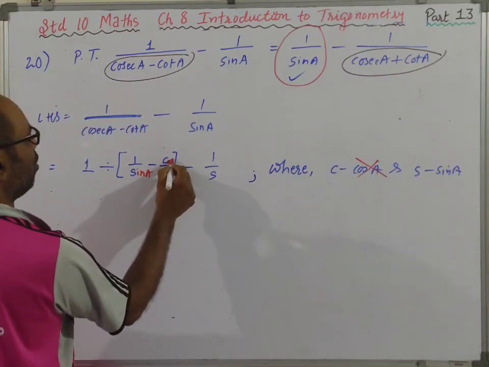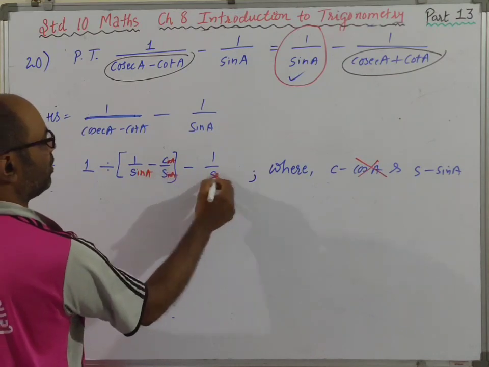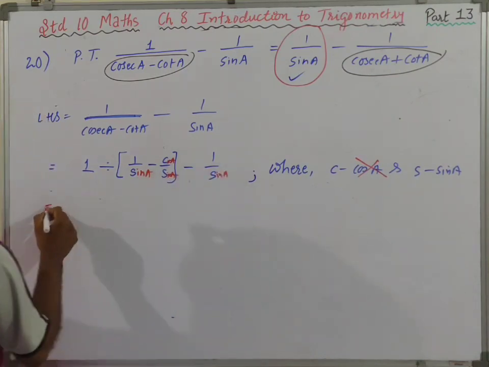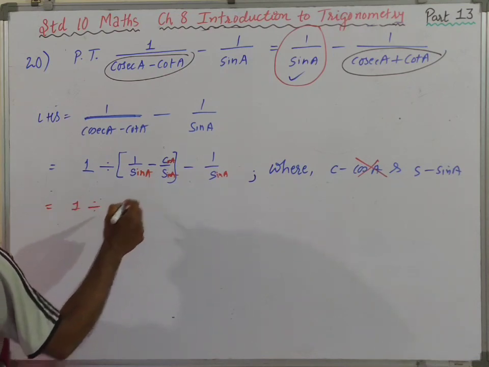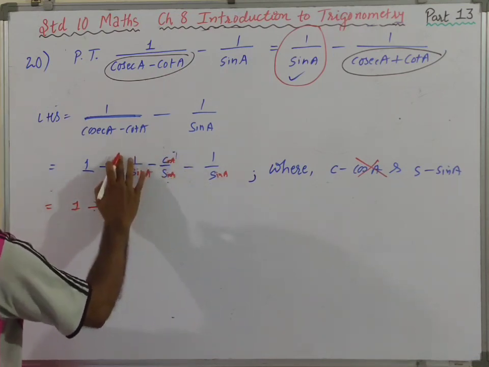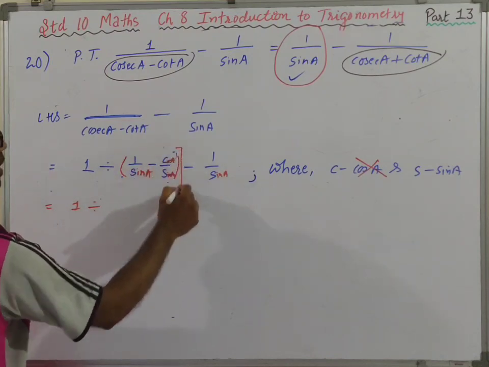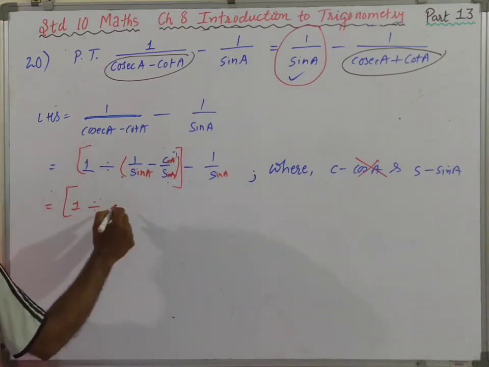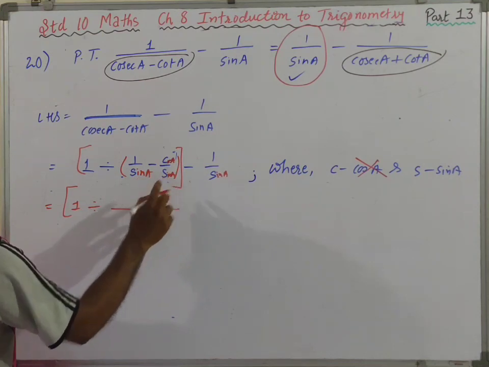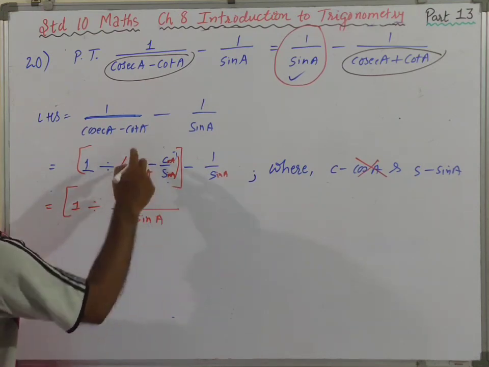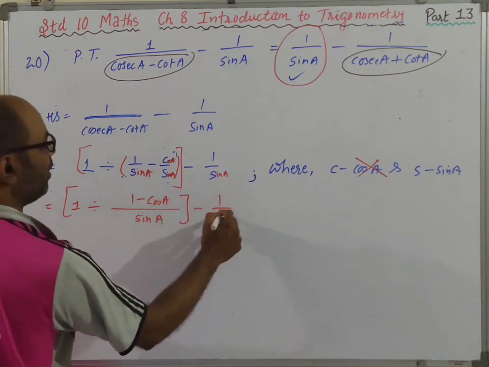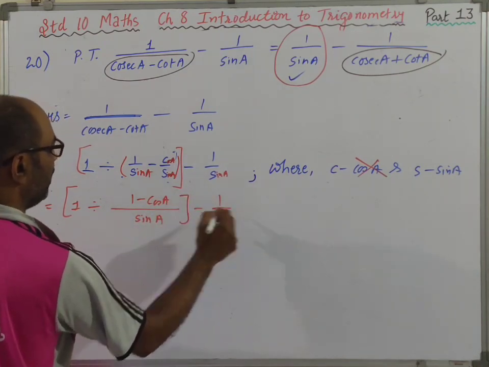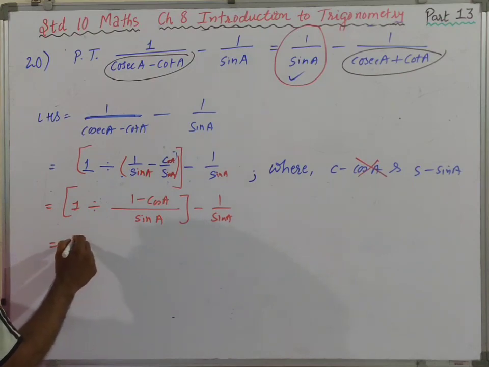Because cos A, this is sine A, this is sine A. Fine. This is 1 divide by. Actually, I should put small bracket here and the large bracket of the first term. So, large bracket continues. LCM, sine A, like terms. और ऊपर है 1 minus cos A. और this is minus 1 upon sine A. चलिए, convert division into multiplication.